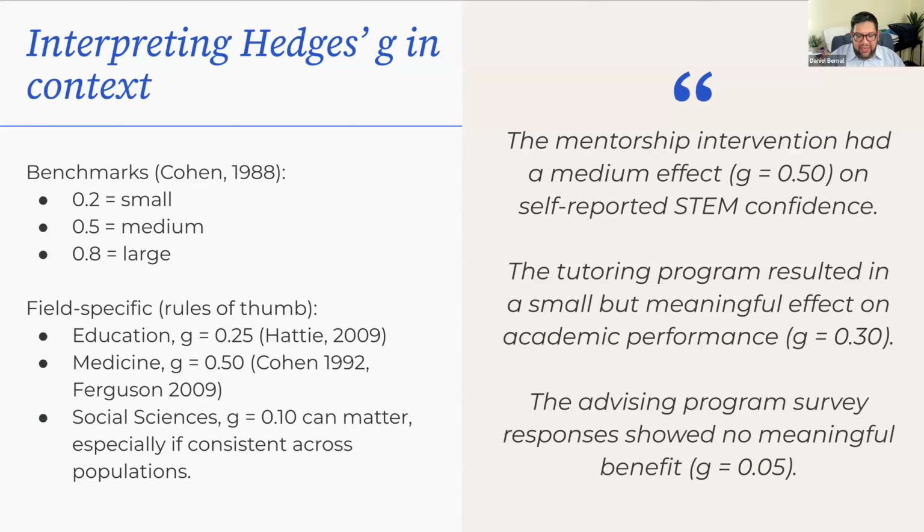So interpreting Hedges G in context, Cohen developed a set of benchmarks based on the studies that he was seeing, his peers' work in the field, and that was that if your G or your D, if you're using Cohen's D, is 0.2, that's a small effect. If it's 0.5, that's a medium effect. And if it's 0.8 or larger, that's a large effect. Again, the unit on this is standard deviations.